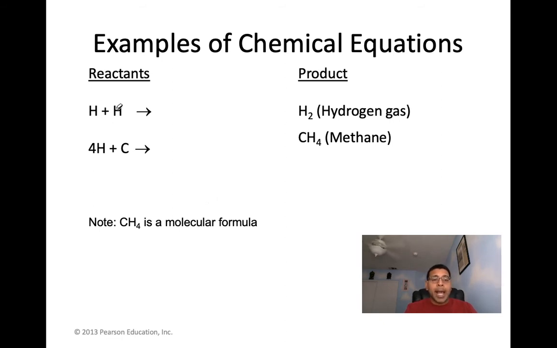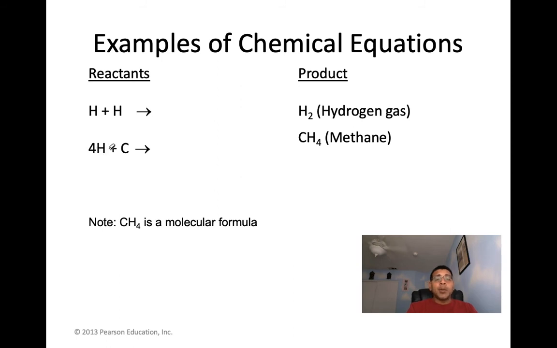Here we see the reactants are two hydrogen atoms. So when these two hydrogen atoms react, they form this product, hydrogen gas, H2. So the molecular formula, H2, we can see is representing the product.